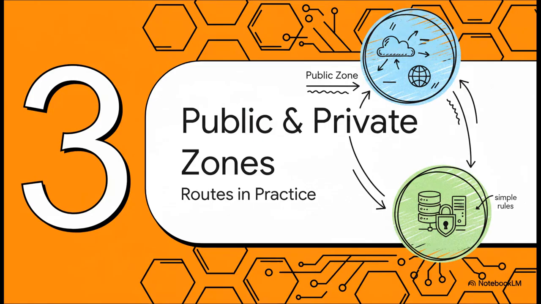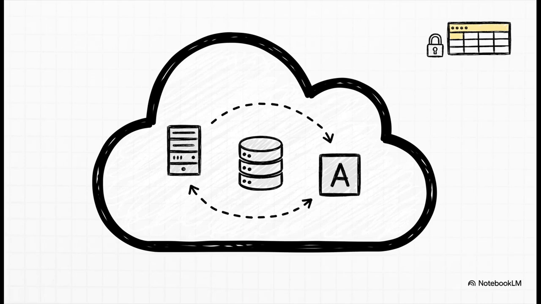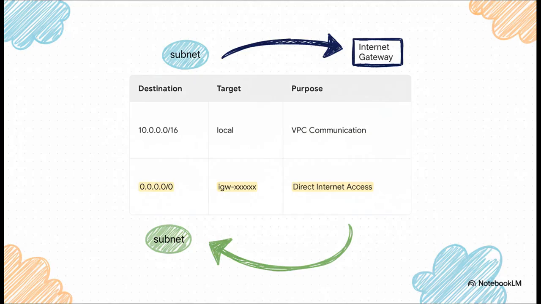Okay, now for the cool part. Let's see how we can use these simple rules to build really secure zones in our network. This is where the magic really happens. So first things first, there's one rule that comes built in with every single route table, and you can't touch it. It's the local route. Basically, it says anything trying to get to another address inside this VPC, well, it can just go there directly. This is the rule that lets all your internal stuff talk to each other without any extra setup. It just works.